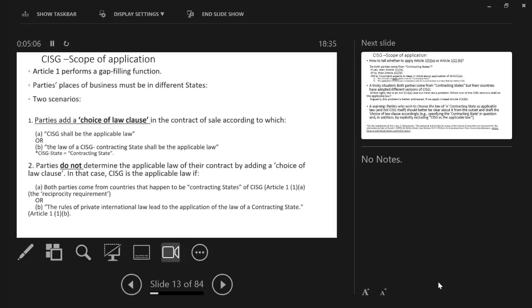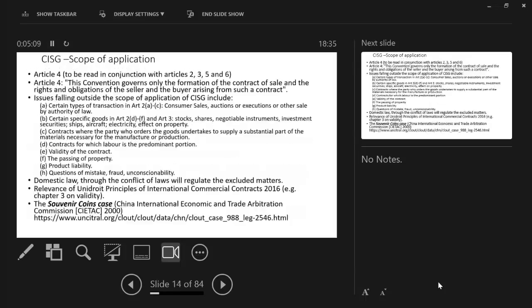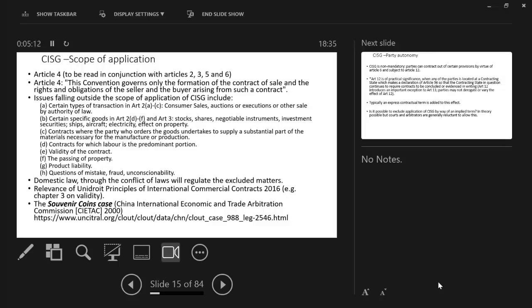So, if we look at other pieces, Article 4. Article 4, the convention governs only the formation of the contract of sale and the rights and obligations of the seller and the buyer arising from that contract. In other words, this is the contract for sale. Now, there are certain things that we are going to see will come into those standard terms, but there are a wide range of things which don't fall in.